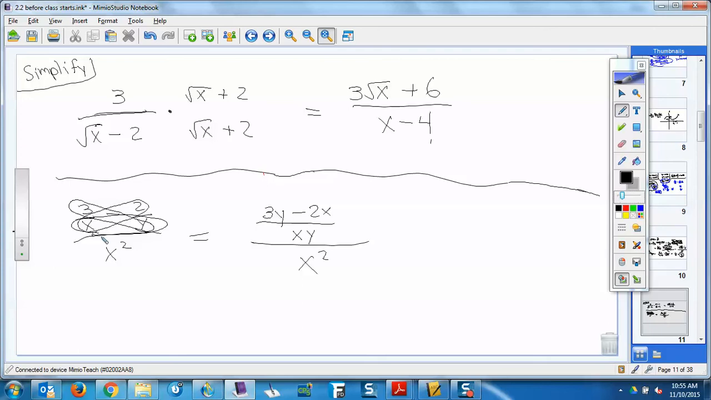And then that's helpful because now we can invert and multiply. So now we can invert and multiply with the x squared, and of course nothing really cancels on this one. So in this case it would end up being just 3y minus 2x all over what? X cubed y.